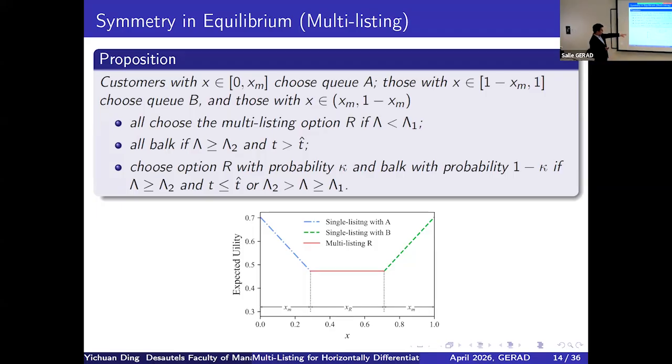Okay? So only the people in the middle will either balk or join the multi-listing queue, which makes sense. Right? If you do not have a strong preference, you will most likely join the multi-listing queue. But if it's too congested, you may not join any queue. Okay? So this is the equilibrium calculation of the multi-listing system. With this calculation, we prove it's also symmetric. The equilibrium is always symmetric.